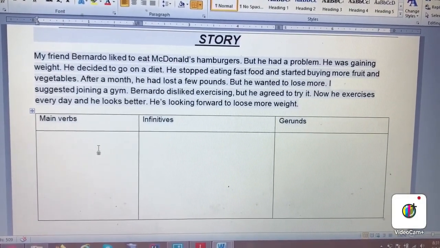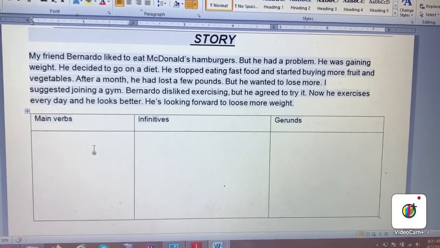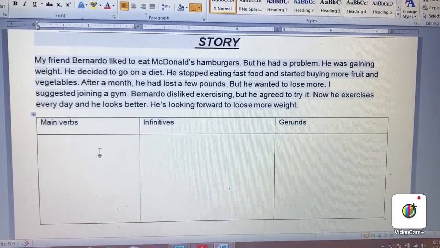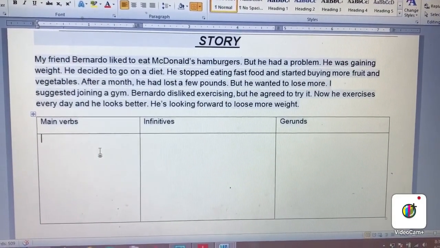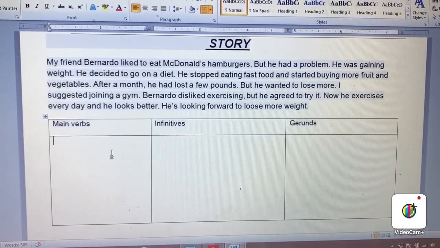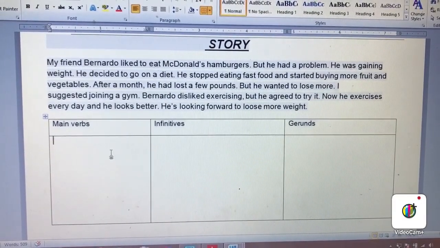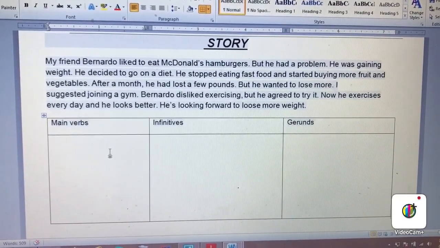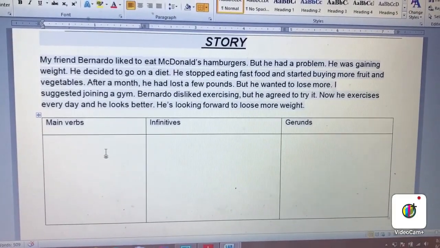Now you can see we are having three different columns below. You can draw these three columns in your copy. You can also copy this story, and what we have to do here is concentrate. We are going to read each sentence individually, and we have to find verbs, infinitives and gerunds. Let's see how we can do this.